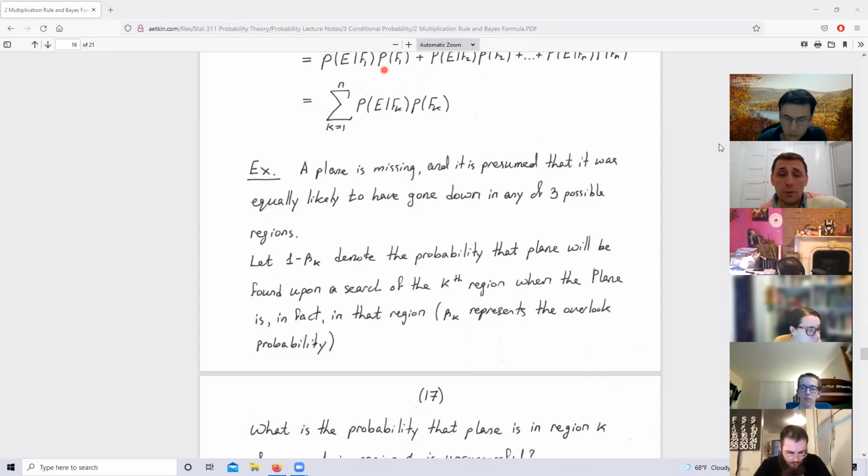So if you go, for instance, to my brother's room, the chances that you will not find something is very, very high, right?